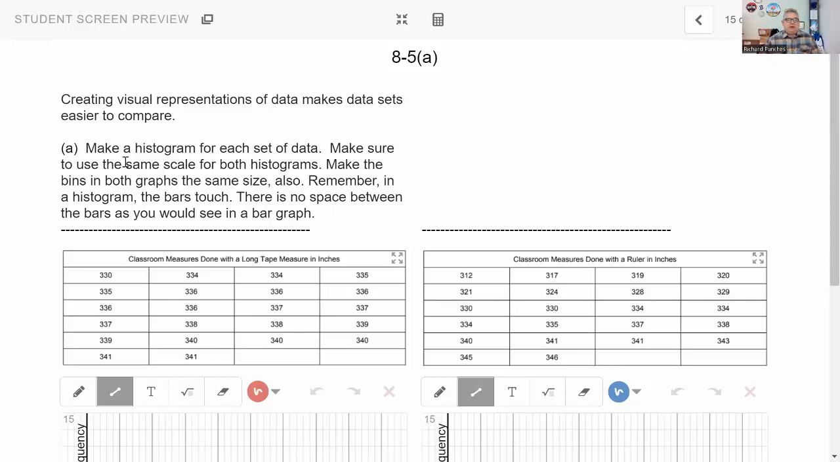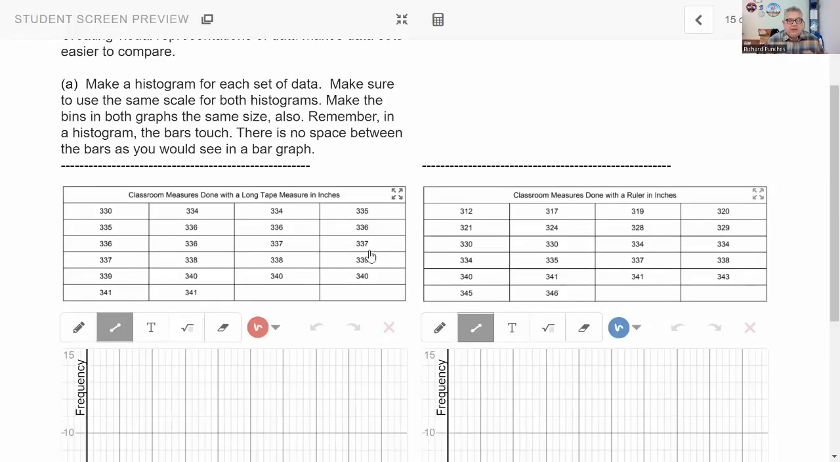Part A, make a histogram for each set of data. Make sure that you use the same scale for both histograms. That way we can compare them easily. Make the bins in both graphs the same size. The bins are the number groups across the bottom of the histogram on the x-axis. Remember, in a histogram, the bars touch. There's no space between them like a bar graph.